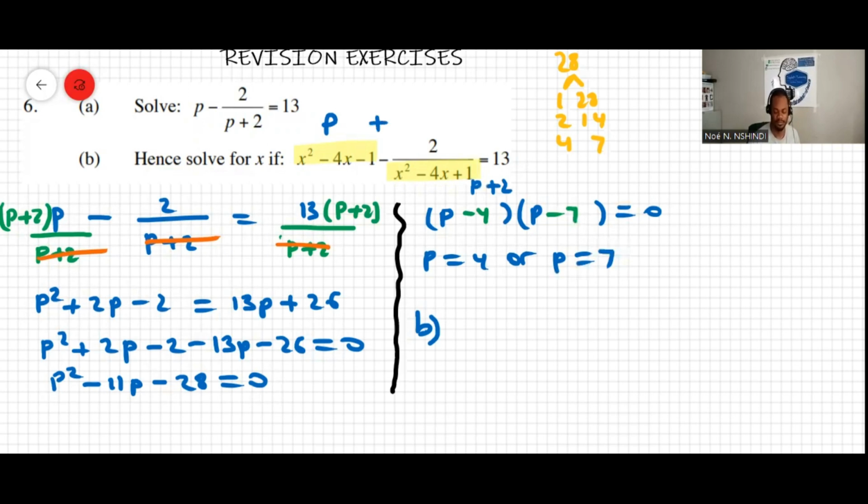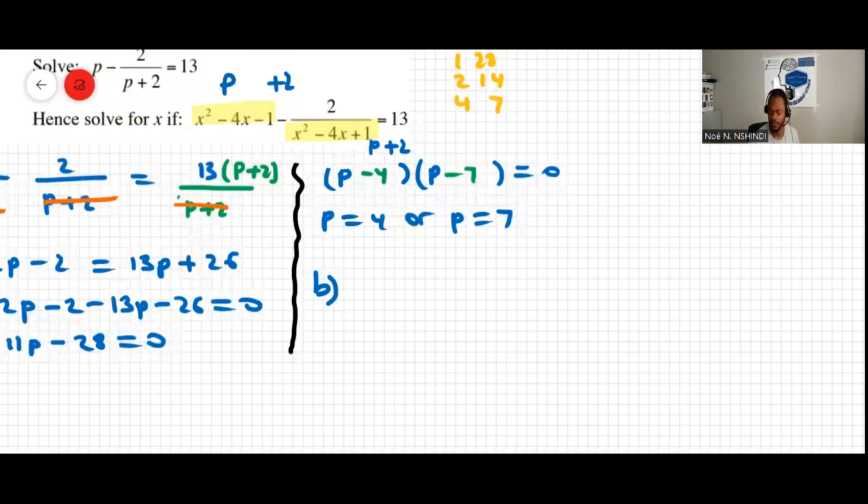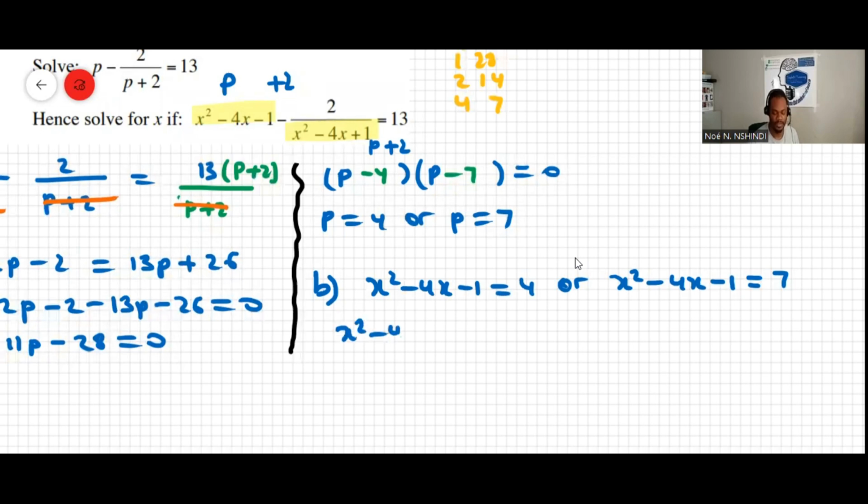If you add 2 here in this expression, you're gonna get x squared minus 4x plus 1. Okay, so it's like we have now x squared minus 4x minus 1 equal to 4, or x squared minus 4x minus 1 equal to 7, because this is P now. Okay, and then P we find that was 4 or 7. So we can calculate. This means x squared minus 4x minus 3, if I move the 4 over, equals 0. And then we can factorize here.